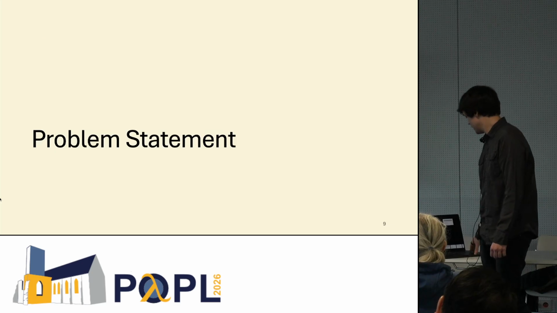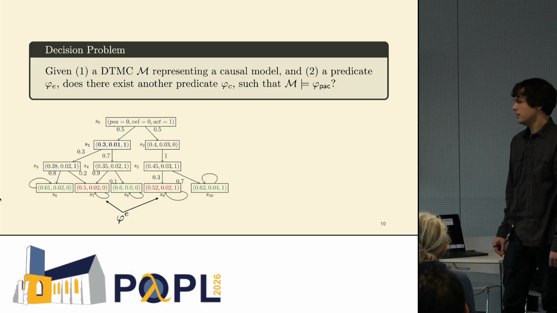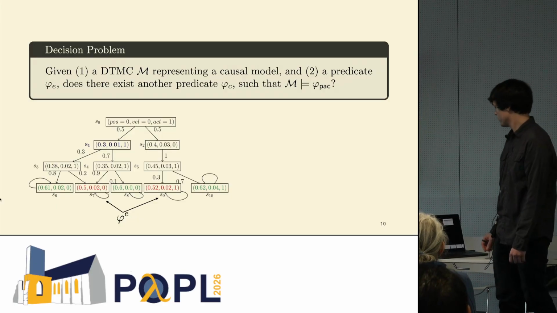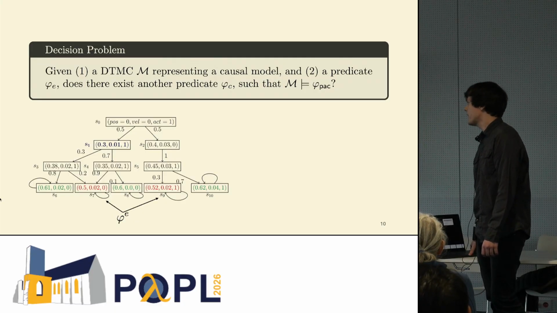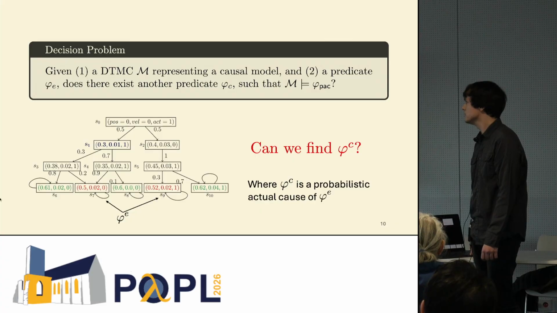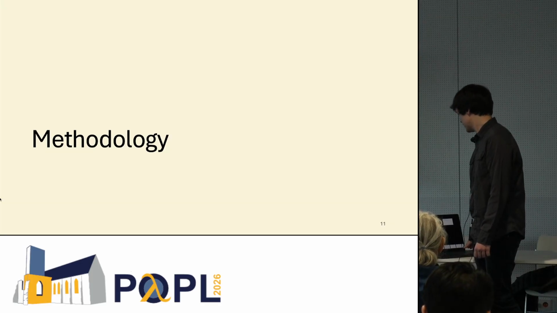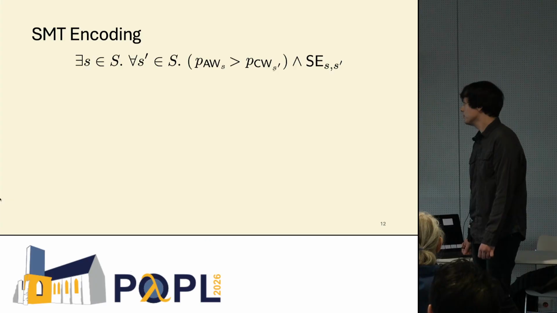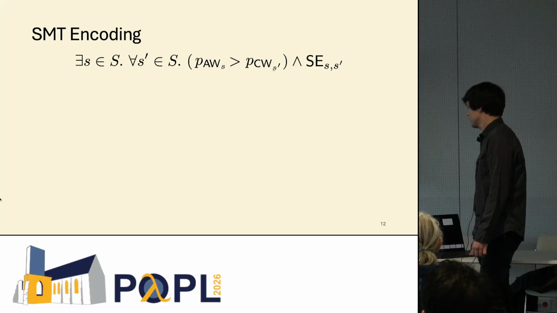As for the problem we want to answer, it is: given a DTMC representing our causal model and a predicate, phi e, representing our effect, can we find a phi c such that it satisfies our definition of PEC? In order to do so, we encoded it as an SMT problem. And we'll go through this step by step.